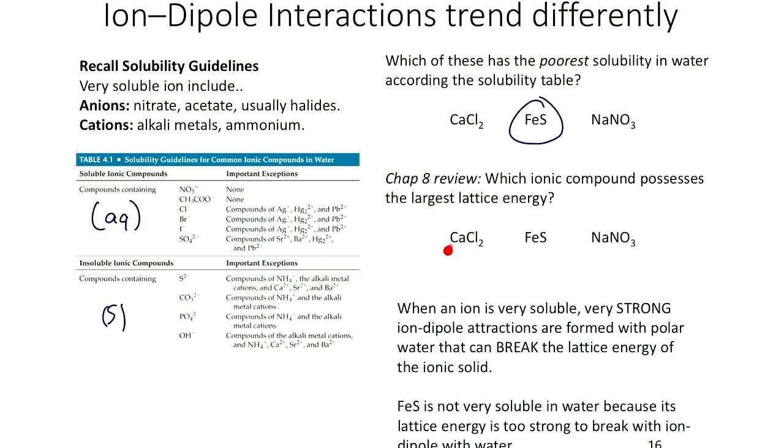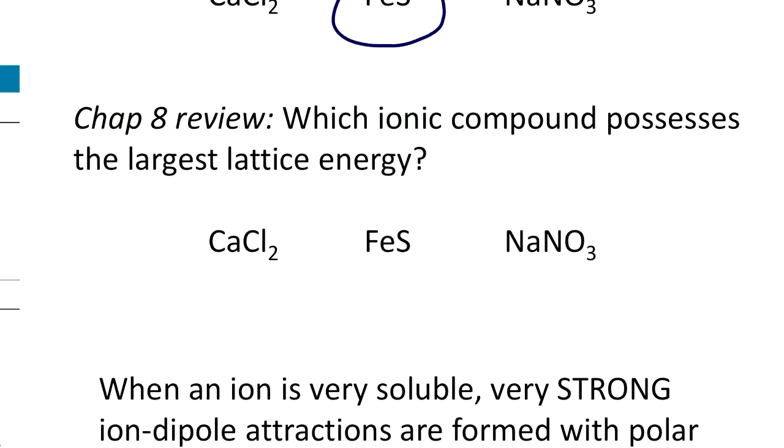So let's review chapter 8. Which of these compounds possesses the largest lattice energy? So what do we have to do? Do we have to build the whole Born-Haber cycle to do that? No. What do we want to compare? Charges, yeah. So let's look at the charges. So calcium is +2, chloride is -1, iron is +2, sulfide -2, and then sodium nitrate is +1, -1.